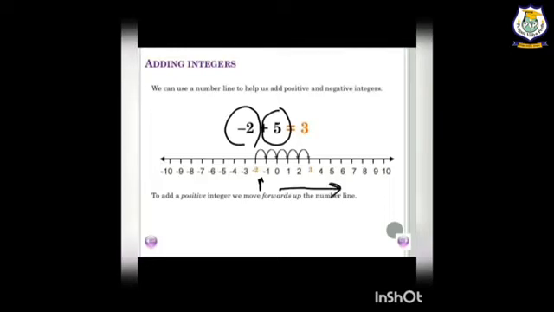So from -2 we will start 1, 2, 3, 4 and 5 steps we have taken. Now we will see on which number we are on: +3. It means -2 plus 5 is equal to 3, as you will see from the number line also, or you will do it by the addition.